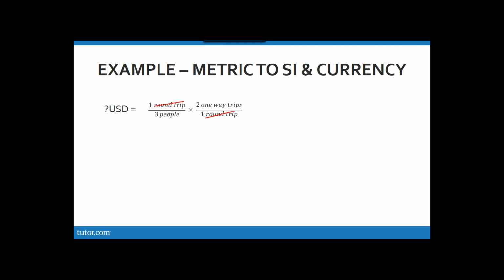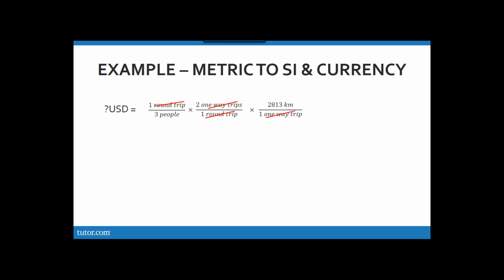We can set that up and then units cancel. And so now we're left with one-way trips. So another piece of information we're given is distance. We were told that a one-way trip was 2,813 kilometers. So let's use that conversion. Again, we're paying careful attention to placement so that one-way trips can cancel.